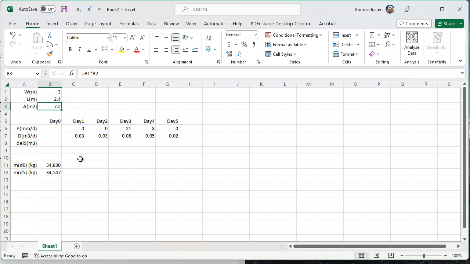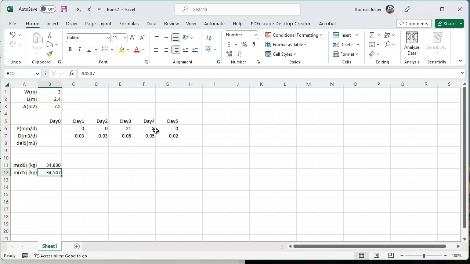And so its mass when we start the experiment is 34,830 kilograms, and at the end of the experiment after 5 days it's gone down to 34,547 kilograms, and we're going to use that to calculate the amount of water that's been lost from the monolith, and we'll use that to calculate ET.